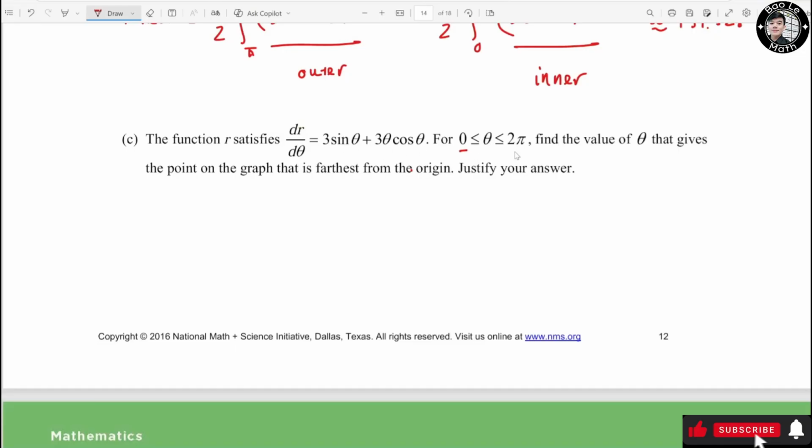Now question C. The function r satisfies dr over d theta equals 3 sine theta plus 3 theta cosine theta for theta between 0 to 2 pi. Find the value of angle theta that gives the point of the graph that is farthest from the origin.